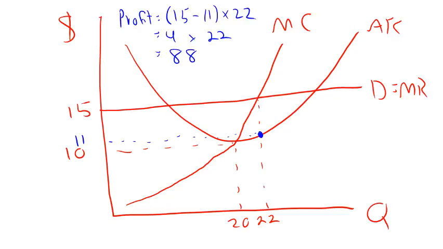Now this profit can be represented very neatly on the graph. The difference between 15 and 11 is the vertical distance. I'll make it in green here. It's that distance right there. 15 minus 11 is $4. The height of that green line is also $4. It's the difference between 15 and 11. 22 is the horizontal distance, I'll make it purple. 22 is the horizontal distance that way.